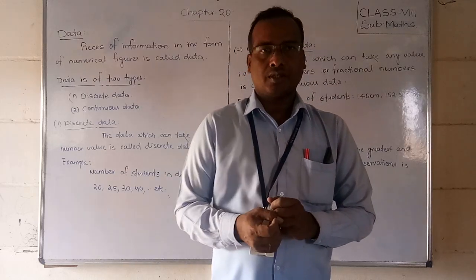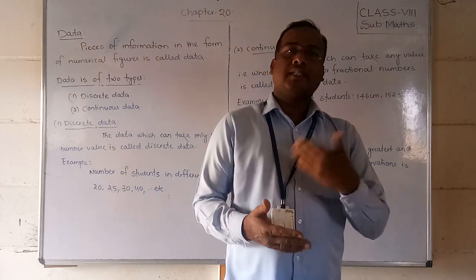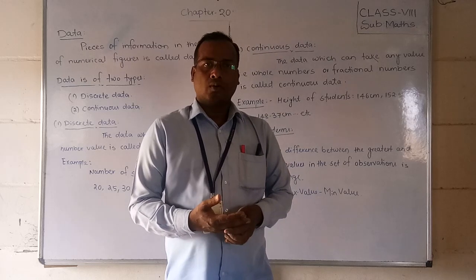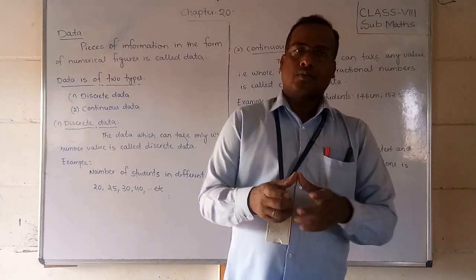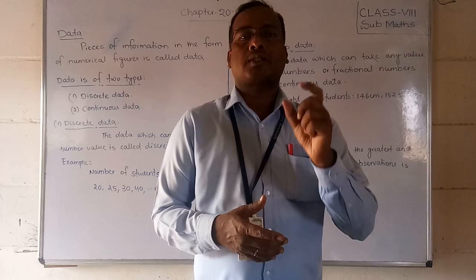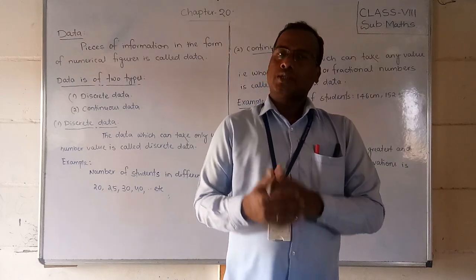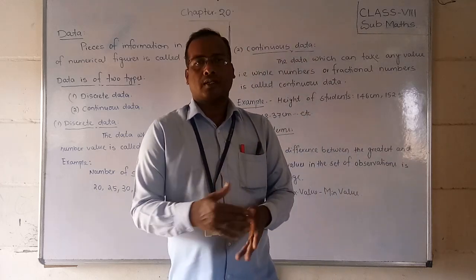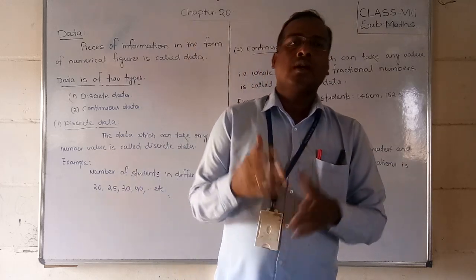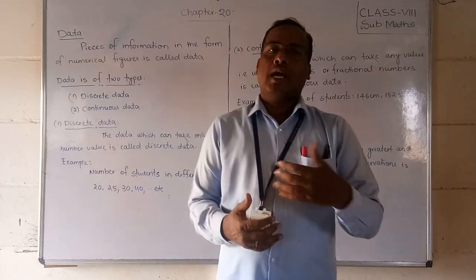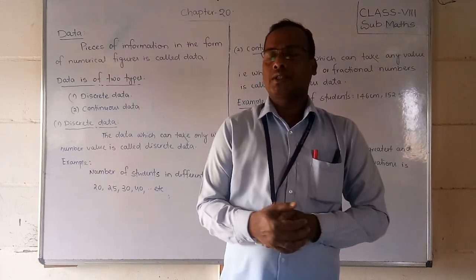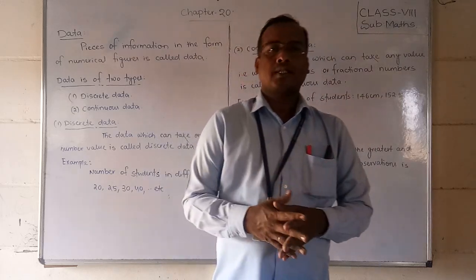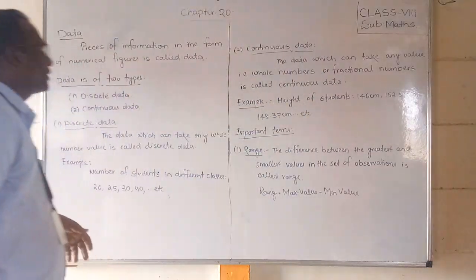But what is continuous data? If the numbers may be a whole number, or maybe a fractional number, that data is called continuous data. Okay, so in this video we will discuss what data is and what the types of data are related to organization, and we will discuss frequency and related terms like range, and something more in this video. So let us see first of all what data is.